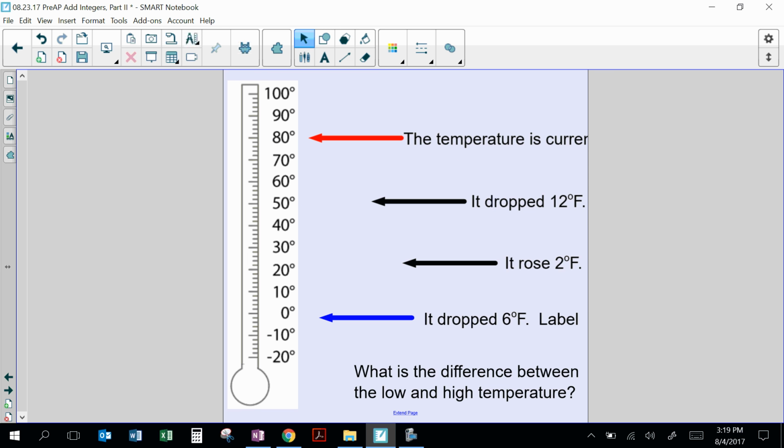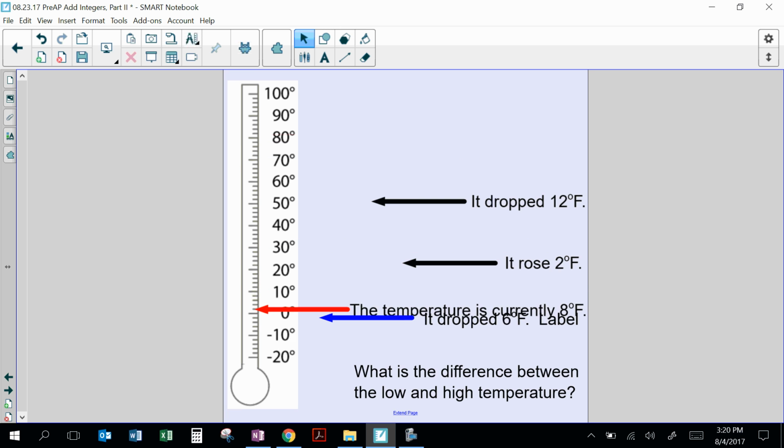So this is a thermometer. The thermometer is currently 8 degrees. Where would you put this arrow if the thermometer is currently 8 degrees? Let's see. Here is 0. It goes above 0, positive. Below 0 is negative. The scale is counting by twos, I believe. 2, 4, 6, 8, 10. So if it's currently 8 degrees, 2, 4, 6, 8, it goes right here.